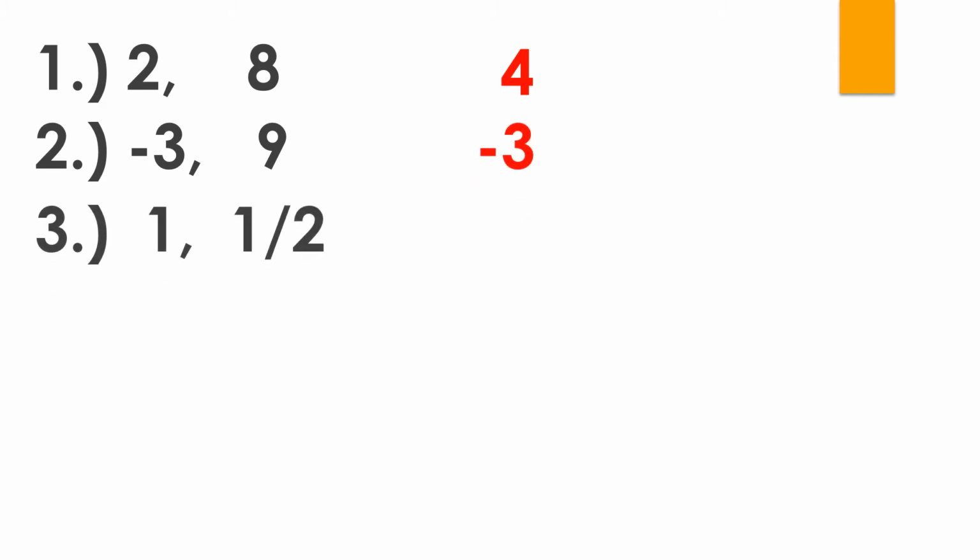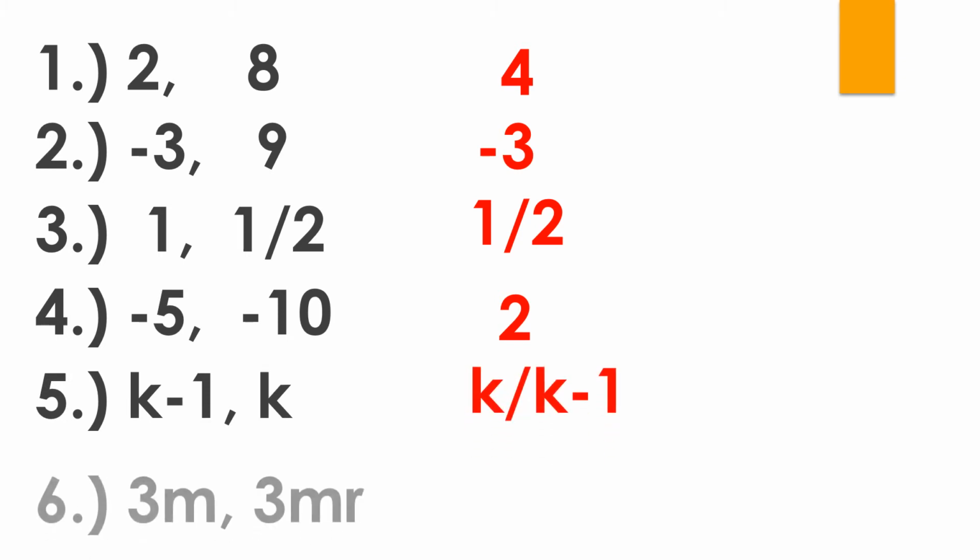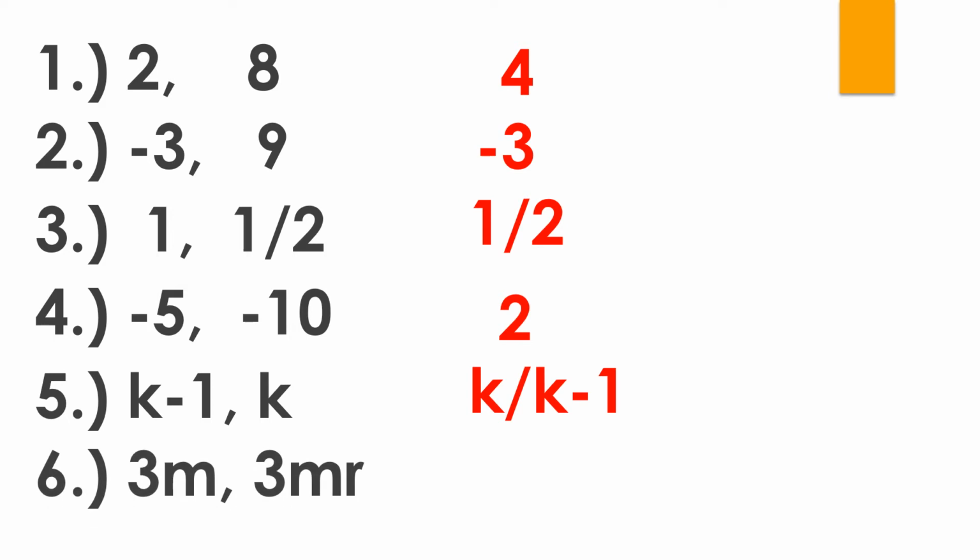Okay, this time, let us find the ratio between the second term over the first term. Here we have 8 divided by 2, that is 4. Next, we have 9 divided by negative 3, that is negative 3. Next is 1/2 over 1, that is still 1/2. We have negative 10 divided by negative 5, positive 2. k over k minus 1 is actually the common ratio. And for number 6, 3mr divided by 3m, we have r.